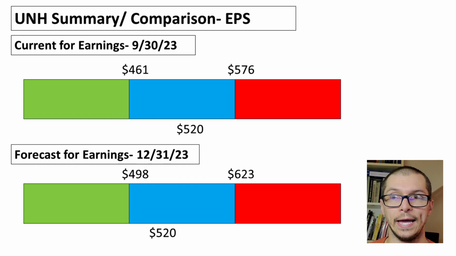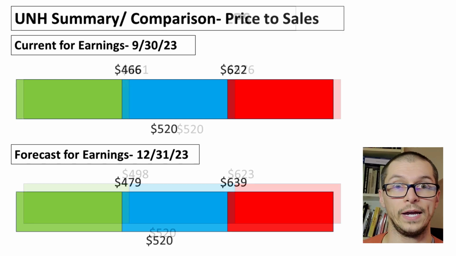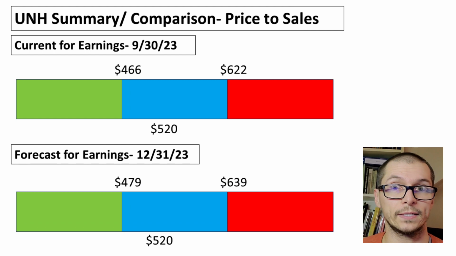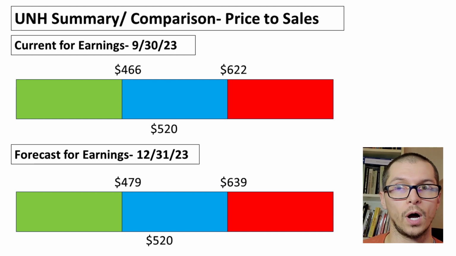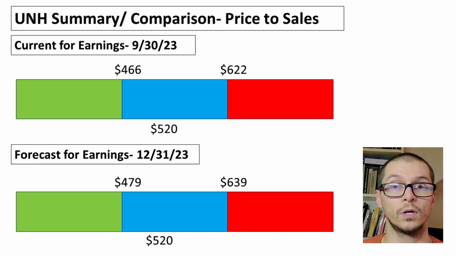As a summary for our earnings per share calculations, at the top we have where it currently stands today, and on the bottom we have our forecast based on management's guidance for year-end 2023. Then, as a summary for our price to sales calculation, at the top we see where it currently stands today, and on the bottom we have our forecast based on management's guidance for year-end 2023.